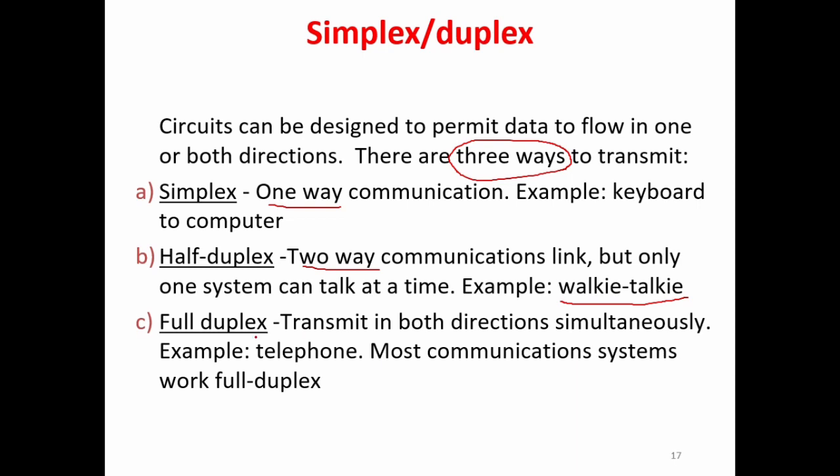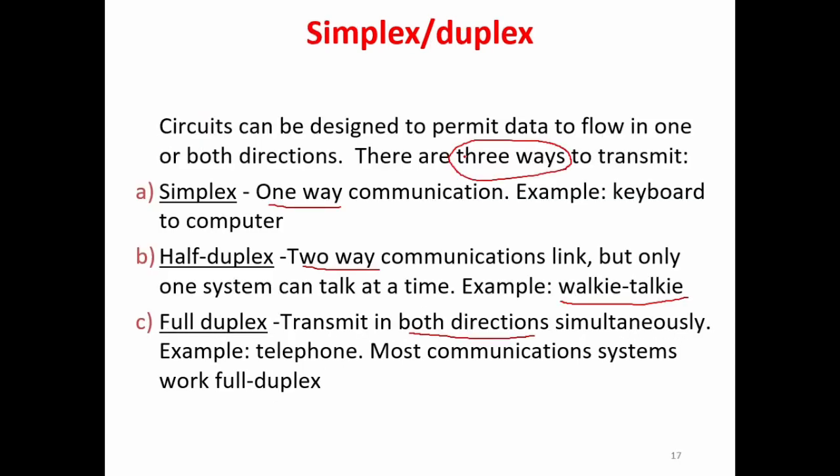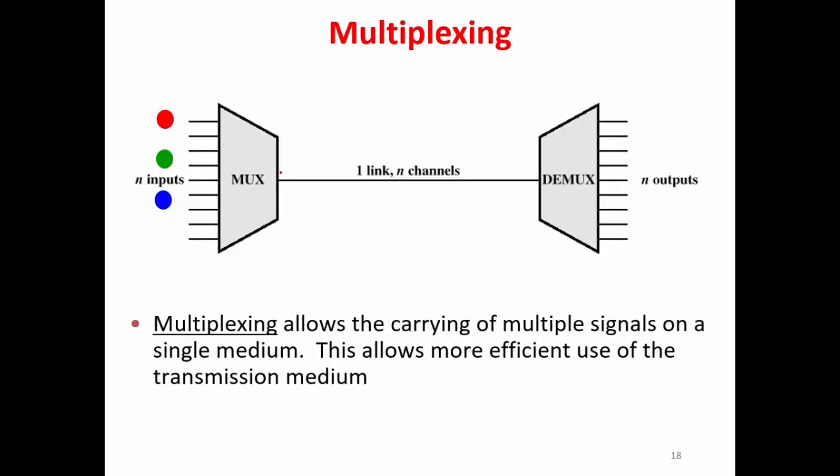And the full duplex, which is very useful, has no limitation here. In both directions at the same time, we can have communication. This is similar to the telephone, internet cable, and everything that we are using. This is full duplex. And this is the last thing that I want to mention before the break.